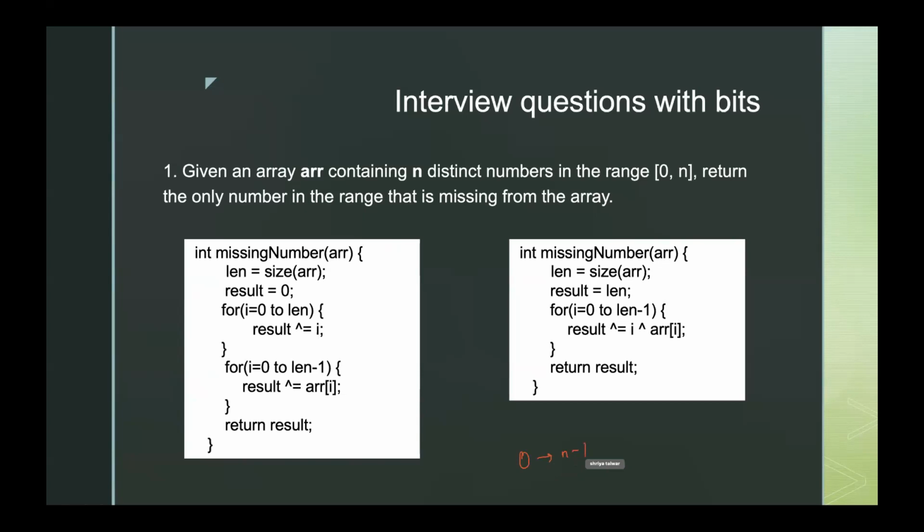So what we'll do is we'll simply perform the XOR of the result with i, that is the index, and the element at that index. And since in this 0 to n minus 1 we have the original length missing, we'll just store it in the result at the first place itself, so that we can achieve similar operations and a similar result in this case. Okay, if there are no doubts, I can move to the next question.